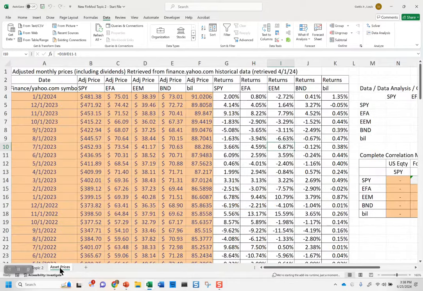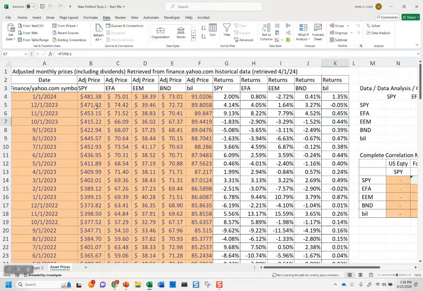And if you go to the asset price tab, you can see I have data from 2024 and older for SPY, EFA, EMA, bonds, bills. So that would be my money market. And then I also have calculated returns already from 2024 and back. And the first thing we're going to do is create a correlation matrix.